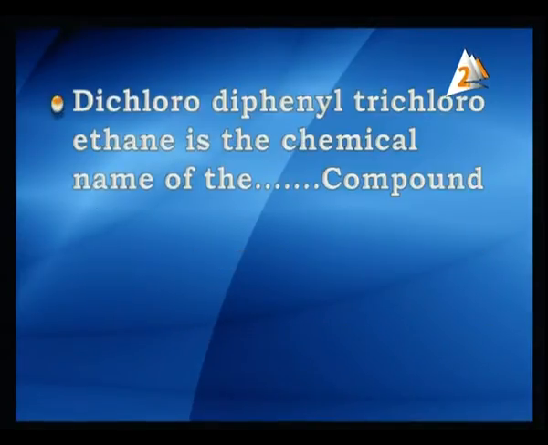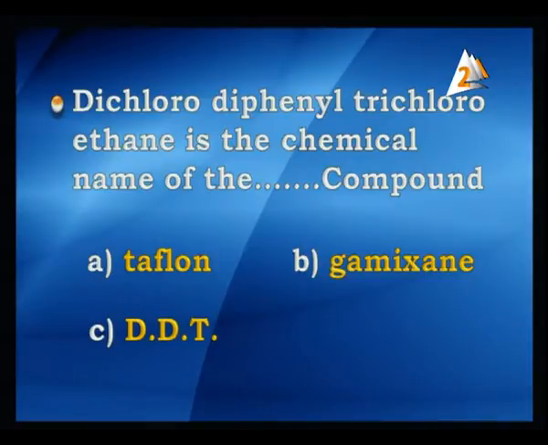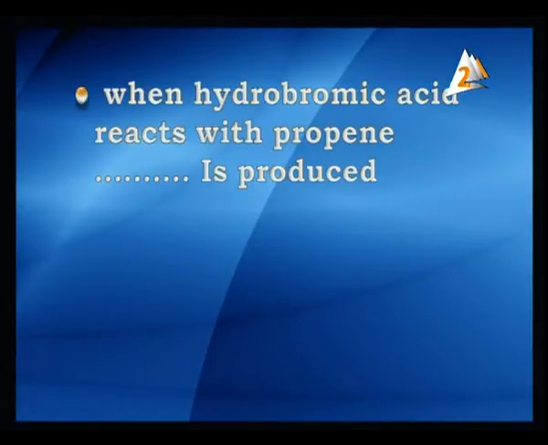Excellent. We have Faraday's law. Number 2: dichloro, diphenyl, trichloroethane is the chemical name of the space compound. Which one of these compounds? Teflon, or gamexane, or DDT, or aspirin. It's not aspirin. Because we have dichloro, diphenyl, trichloro, it is very clear to us it is DDT, from its name.